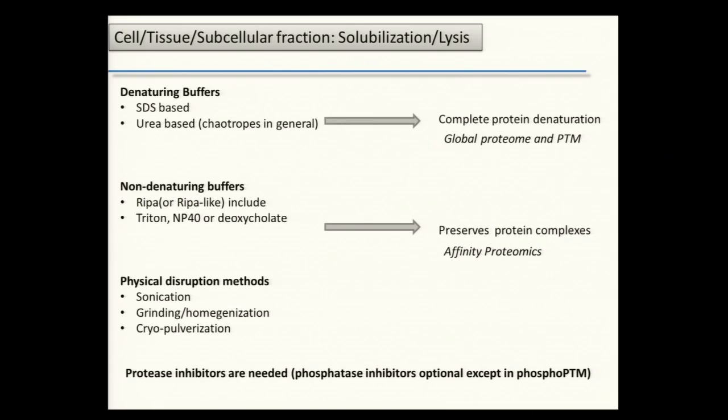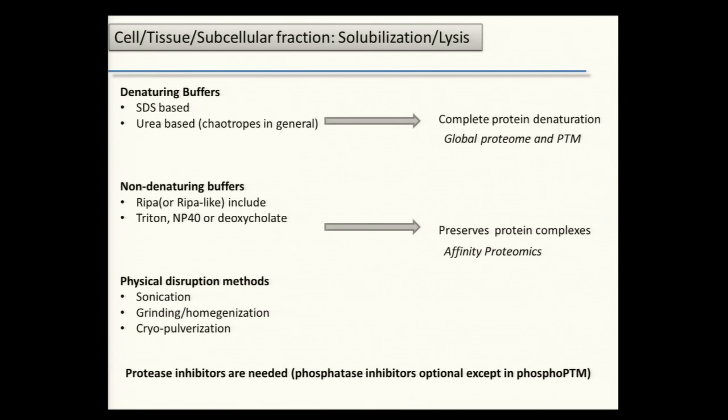So cell, tissue, subcellular fractionation, solubilization. What you want to do is lyse your cells in order to get a nice mixture of the proteins that you care about. And this can be done in two ways. Using denaturing buffers, and those are buffers that will just break the quaternary structure of your protein to generate a nice single polypeptide chain that can then be digested.